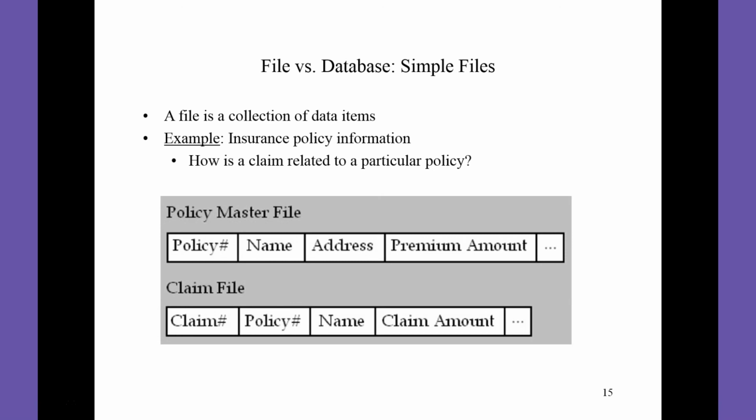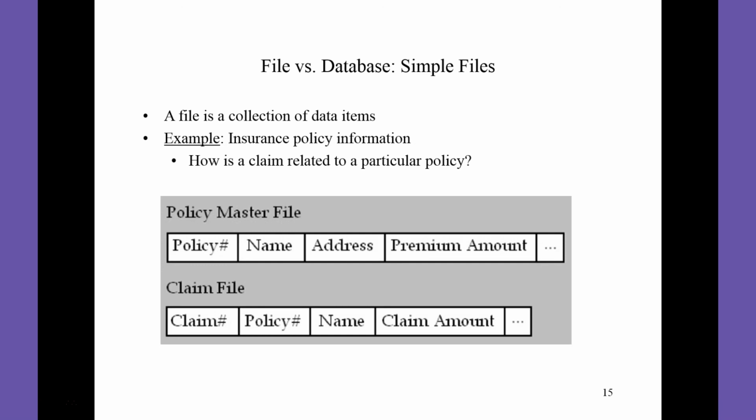Here we have a policy master file and a claim file for insurance policy information. How is the claim file related to a particular policy? If you examine the content and structure of the records in the claim file, what is it that tells you a particular claim applies to some particular policy? You may be able to make a guess based upon the name that we assign to a field. However, there is no formal association between the records in these two files.